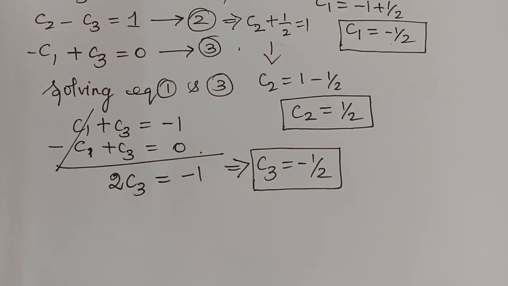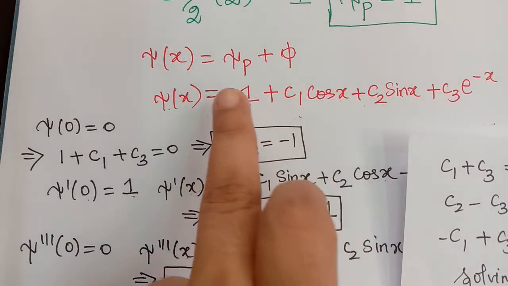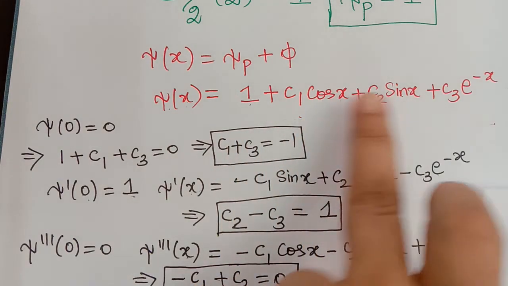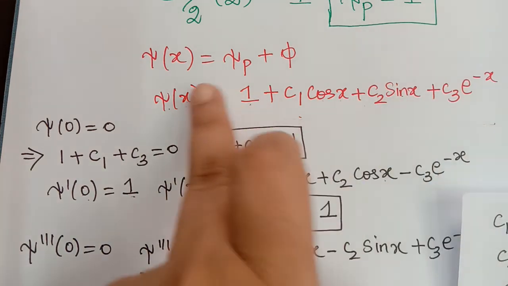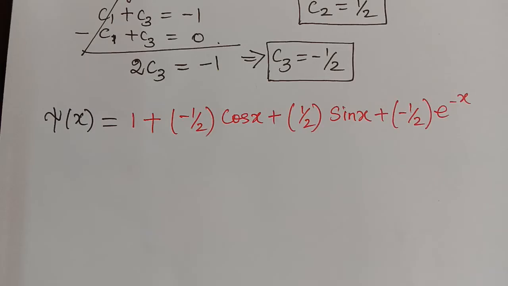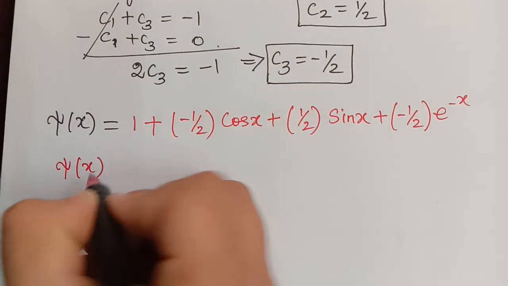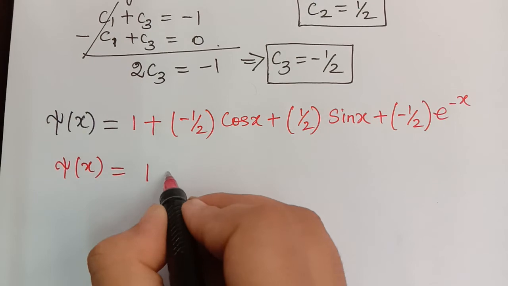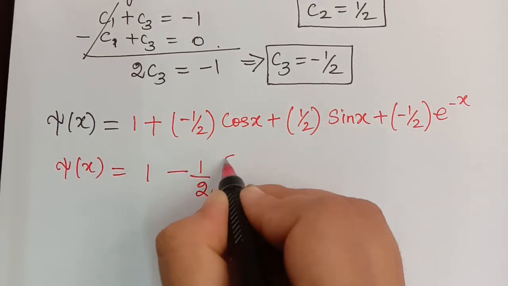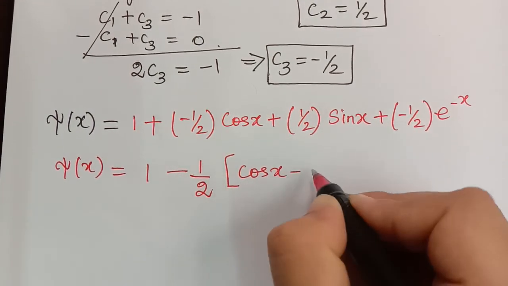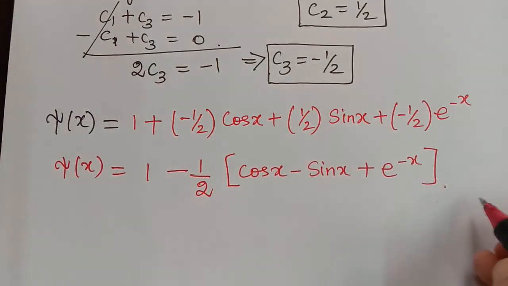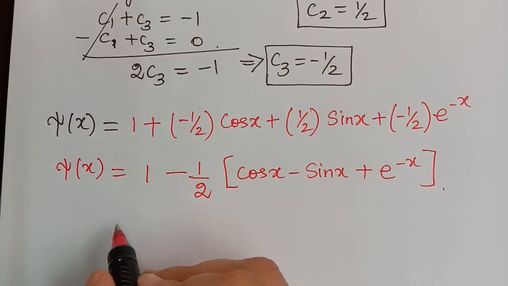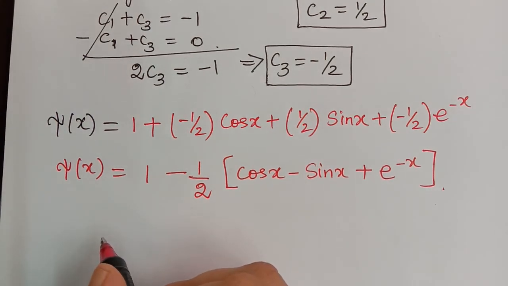After obtaining the values of c1, c2, c3, we have to substitute them in the most general solution, that is, xi of x equal to 1 plus c1 cos x plus c2 sin x plus c3 e power minus x. After substitution we obtain xi of x to be equal to this. Simplifying this further, we can take the negative sign outside, 1 by 2 also outside. So here we get cos x minus sin x plus e power negative x. So this is the solution of the given third order differential equation.